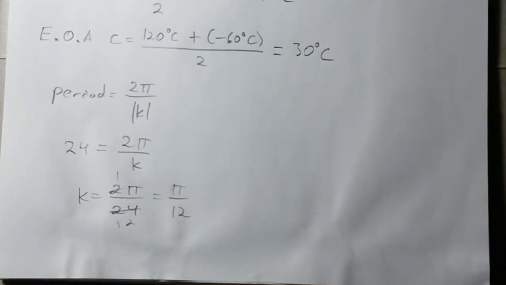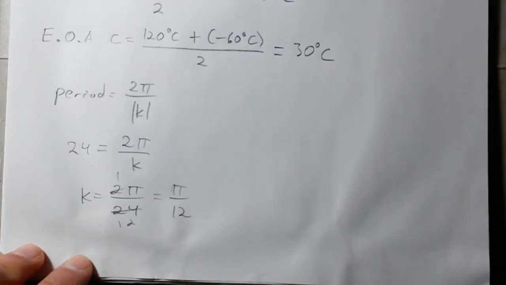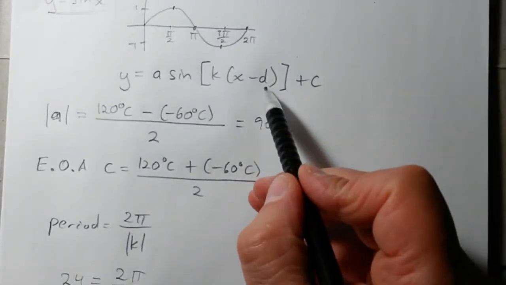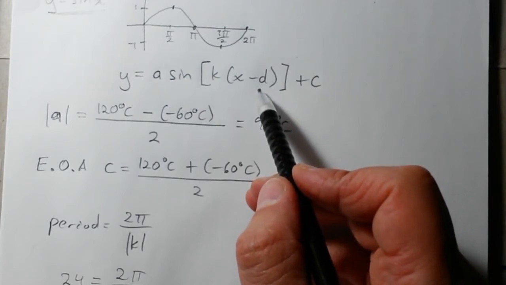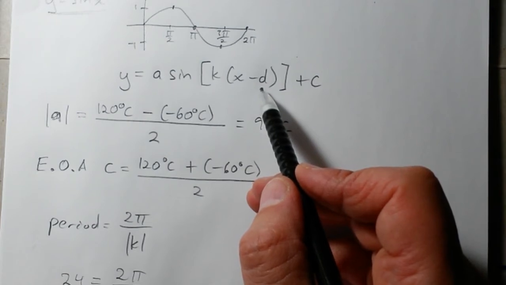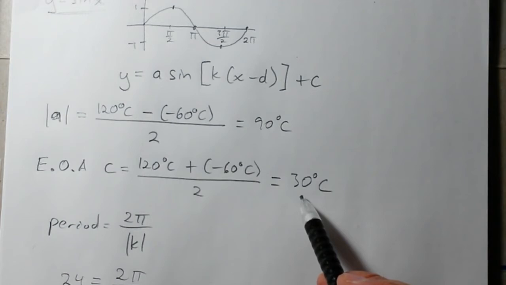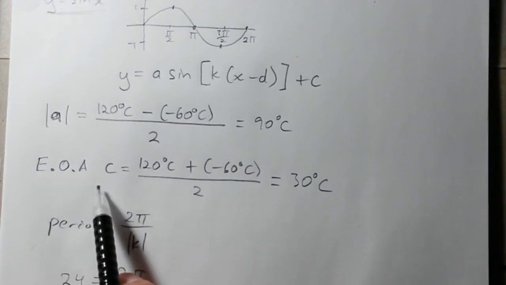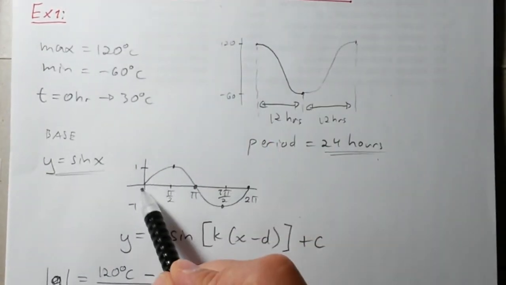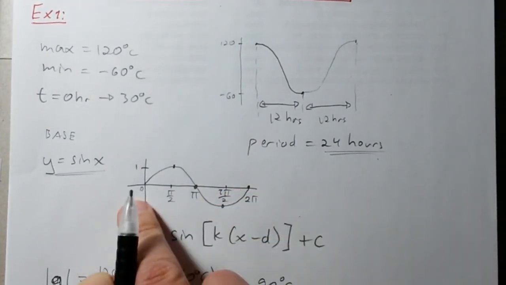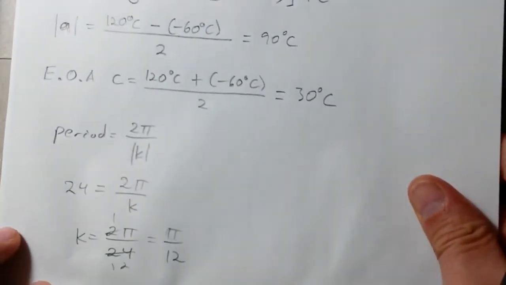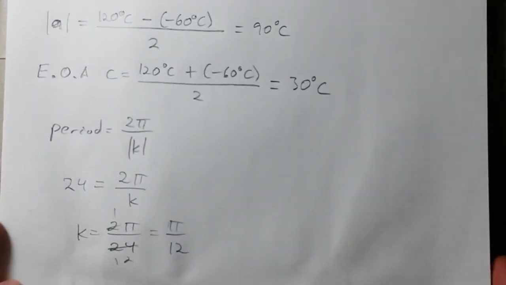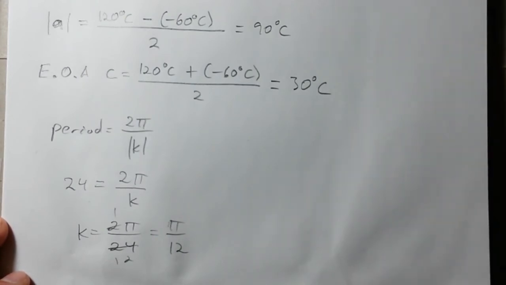Okay, so I think we've got everything. Now one last thing is this part of the equation, which is D. They tell us that at T equals 0, the temperature is 30 Celsius, and that happens to match this. So we're starting at the equation of axis, which, if you look at the base function, is where we start as well. This is the beginning of our sinusoidal wave. Even though they're not asking in this example to graph it, I will provide a graph. I think that will be very useful.